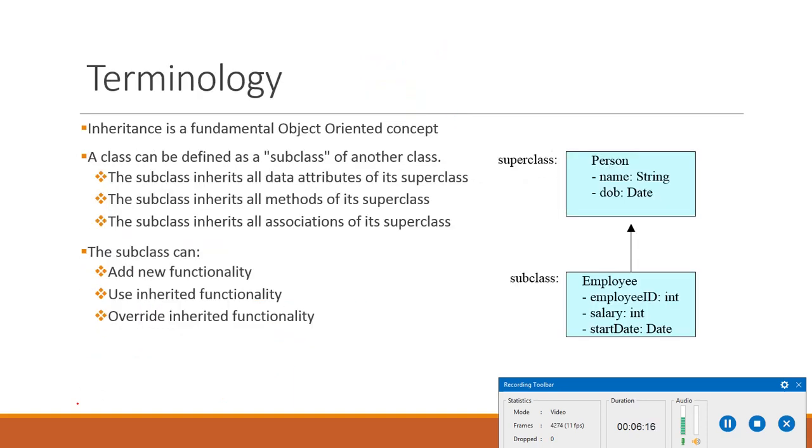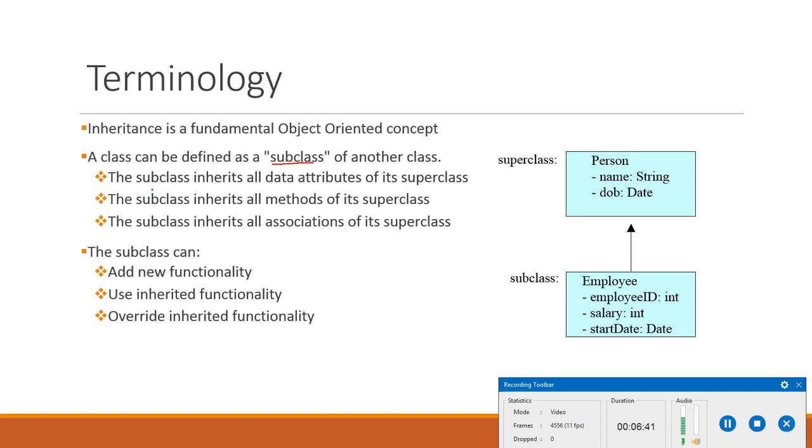So let's talk about the terminology in more detail. Inheritance is a fundamental OOP object. This is what reusability is. Reusability is an important aspect of the OOP paradigm. So a class can be defined as a subclass. So now we have two things, subclass and superclass. A class can be defined as a subclass of another class.